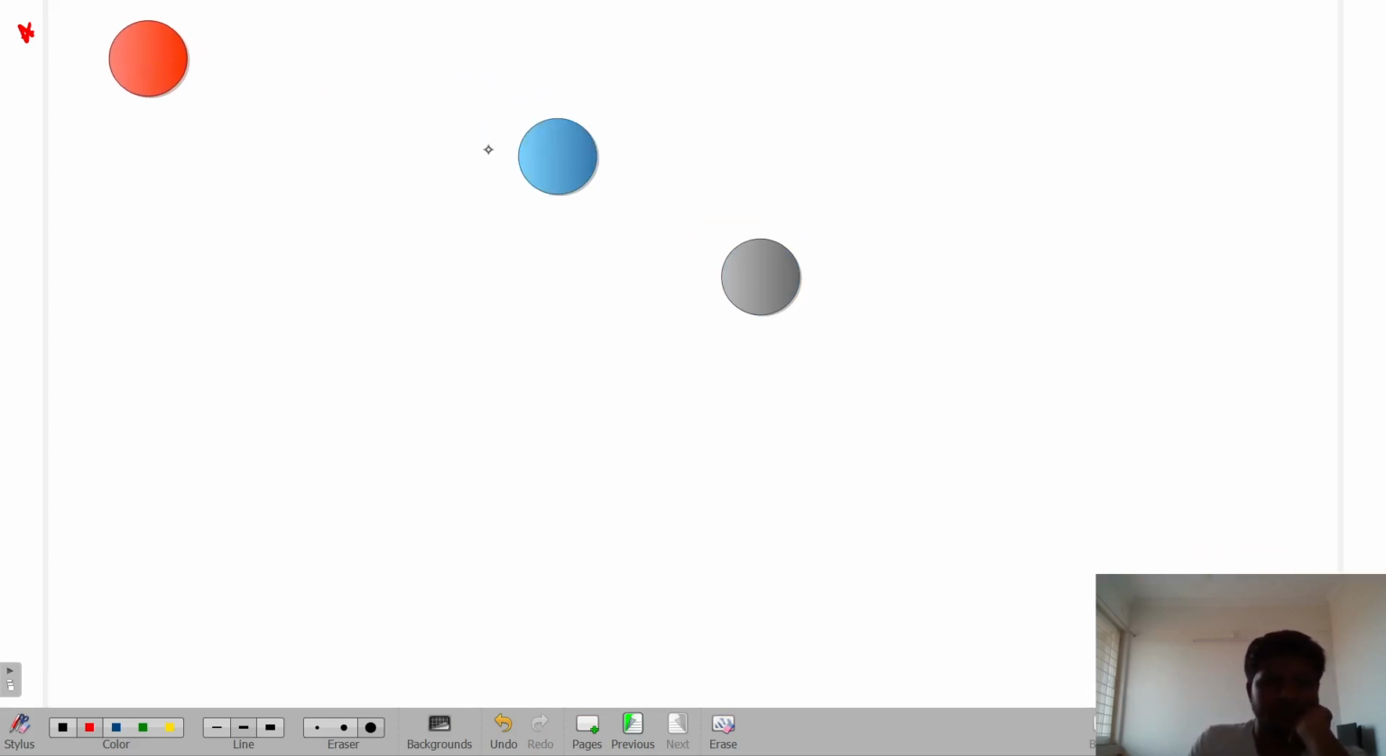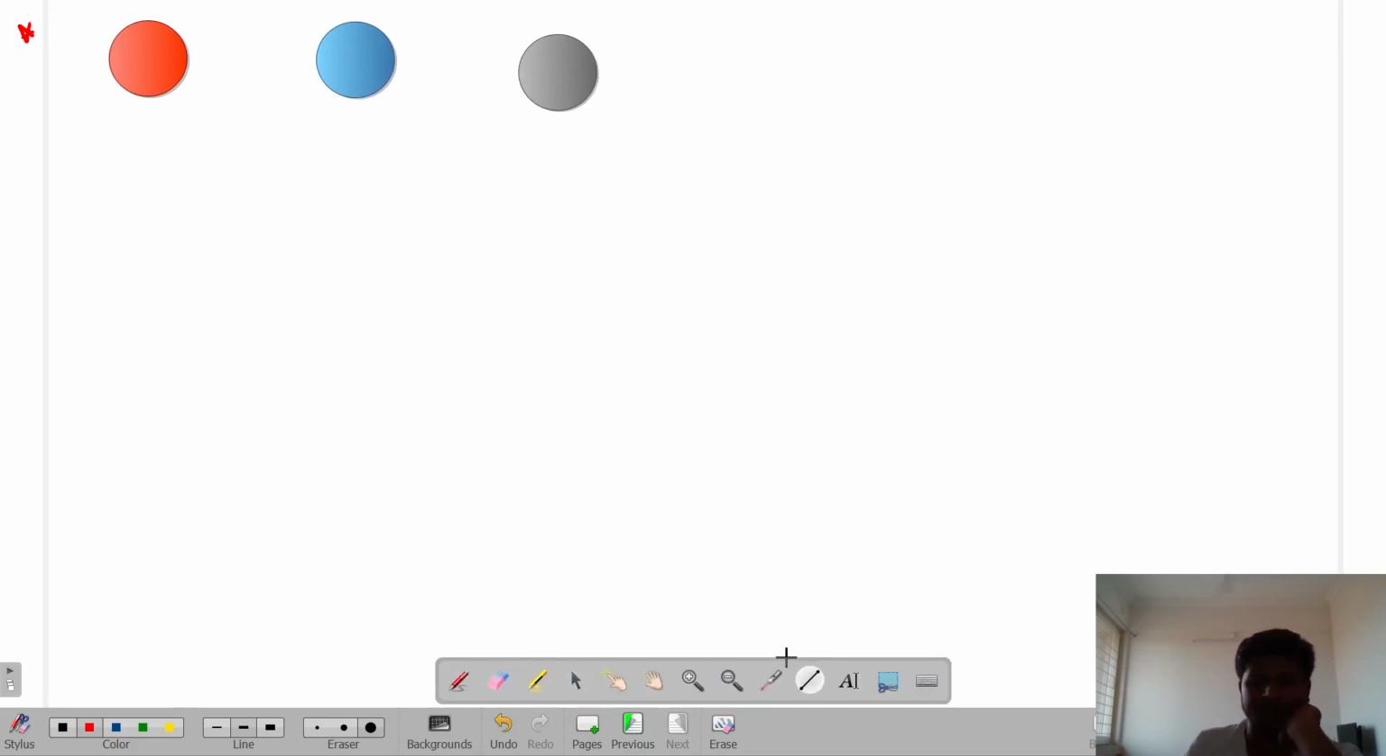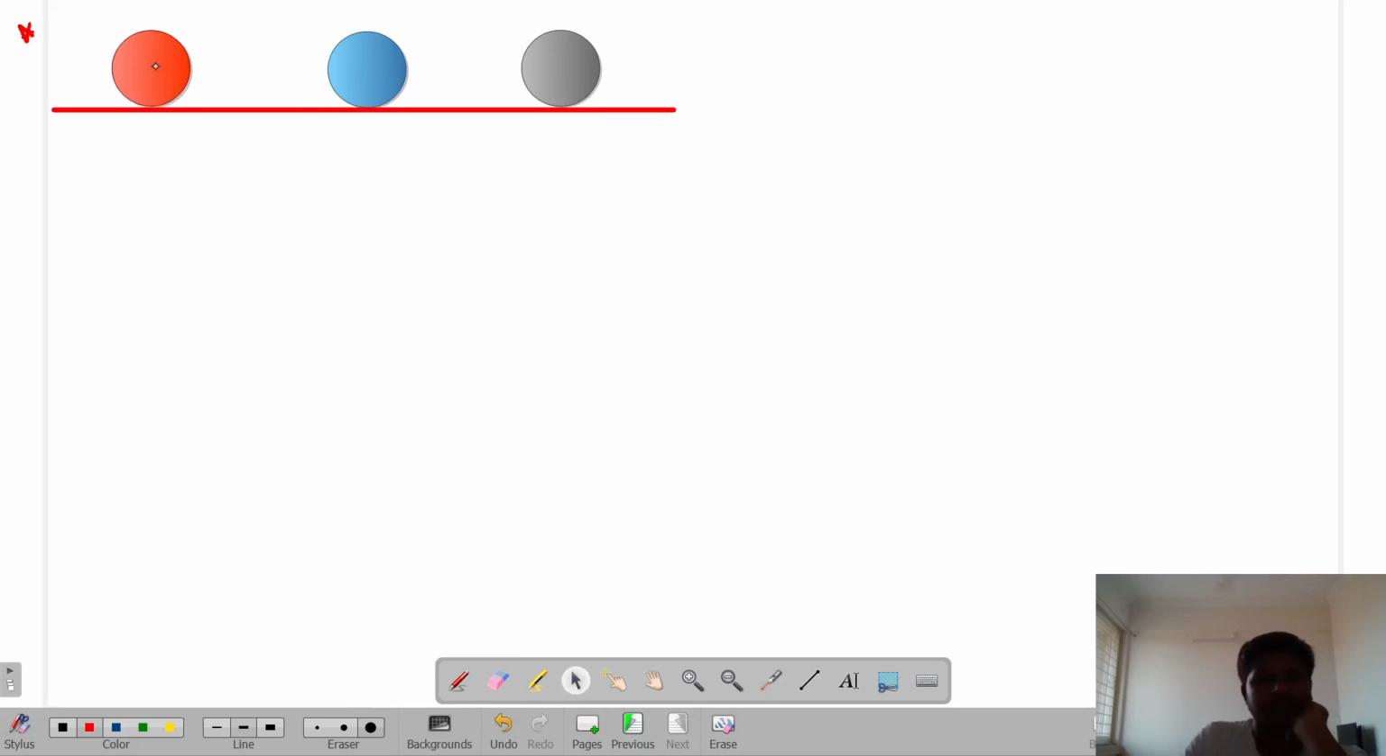So there were three balls. Each was placed on the same level ground. Their masses are a little bit different. This is twice m, this is m, and this is also m. This is a, this is b, and this is c.